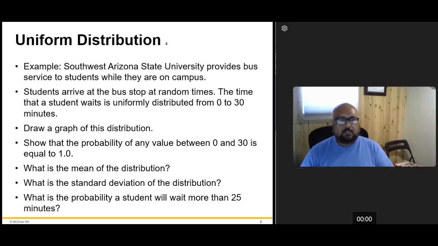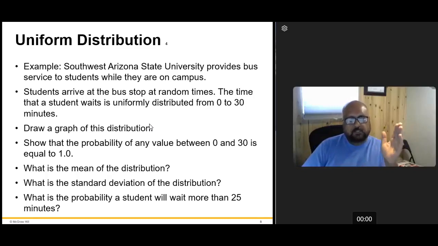We can look at one example here. A Southwest Arizona State University provides bus service to students while they are on campus. Students arrive at the bus stop at random times. The time that a student waits is uniformly distributed from 0 to 30 minutes, right? So the minimum is 0 and the maximum is 30.